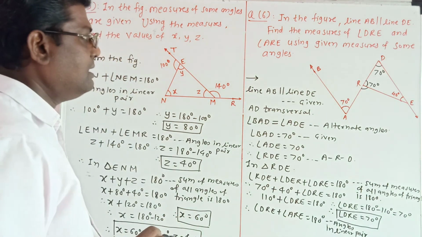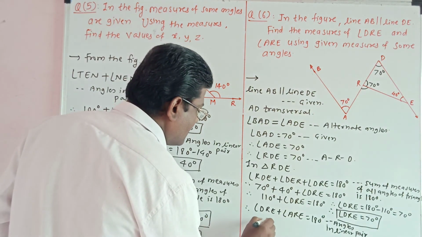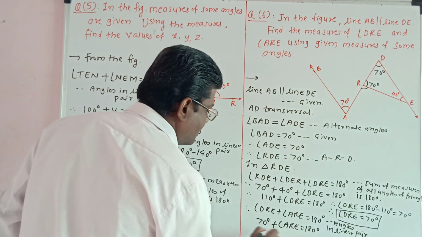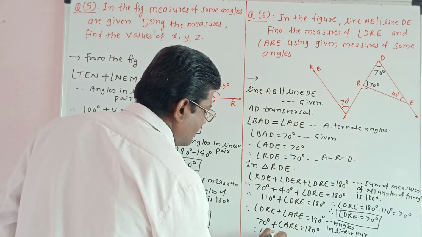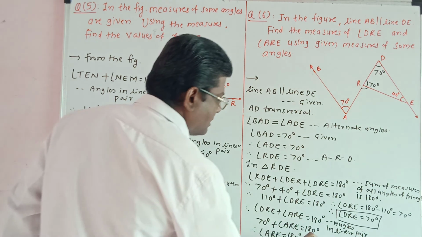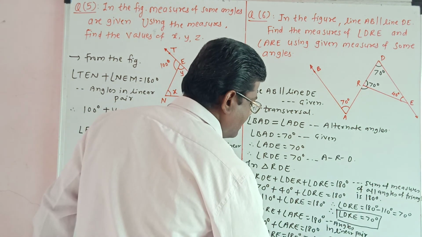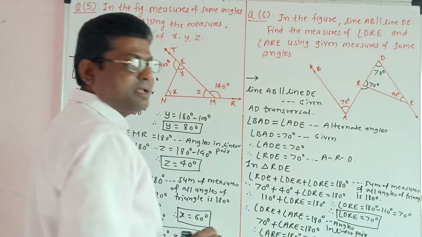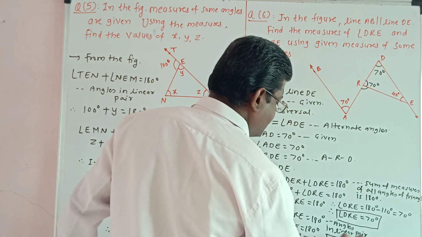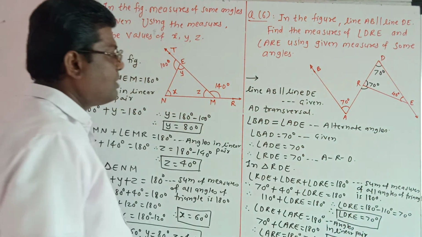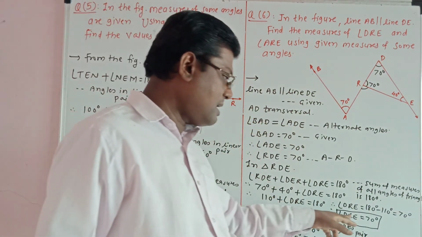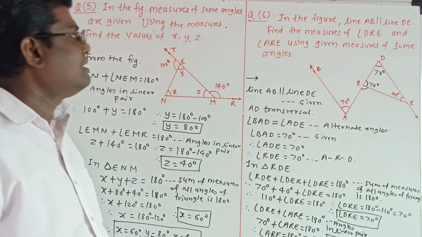Now angle DRE is 70 degree plus angle ARE is equal to 180 degree. Therefore, angle ARE is equal to 180 degree minus 70 degree, which is 110 degree. Therefore, angle ARE is equal to 110 degree and angle DRE is equal to 70 degree here.